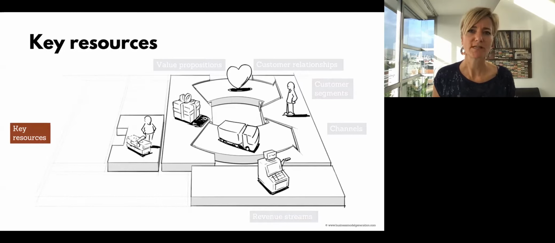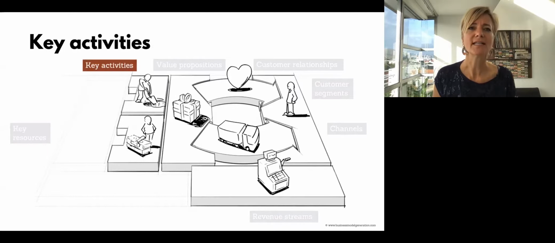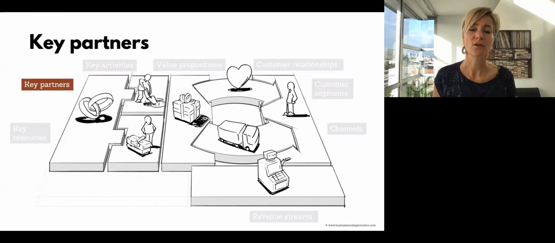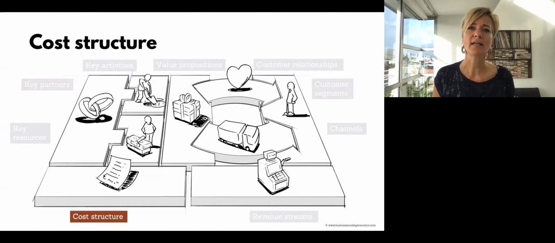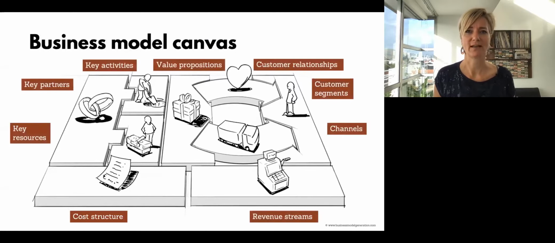And what is it that those resources need to do? What are the key activities? These are typically verbs, things that we're doing to get our value proposition to our customers. And who are we doing this with? Who are your key partners? Not just the average supplier, but really someone who helps you to increase the value proposition to your customer. And bottom line, what are the costs? This together is the business model canvas.